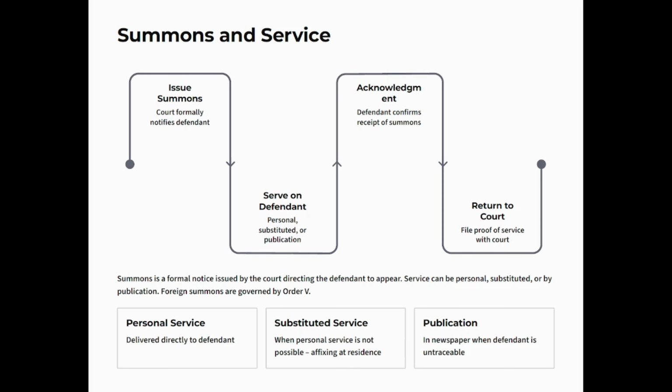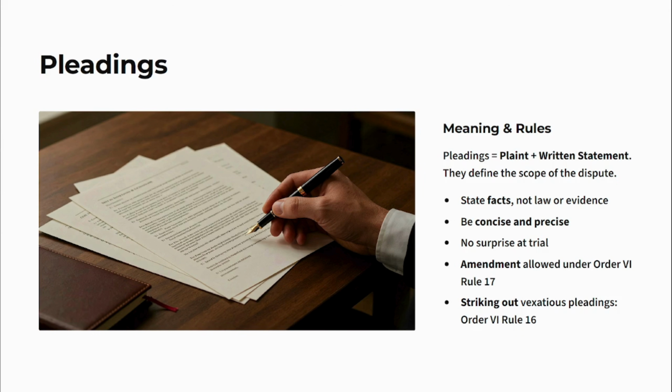So summons sent outside India are covered under Order 5. Okay, this is a thing. The notice is called as summons. So summons, how many types? Personal service, substituted service, service by publication. So there are three ways to deliver the notice, that is summons, as I mentioned. Let us see the next slide, that is pleadings.